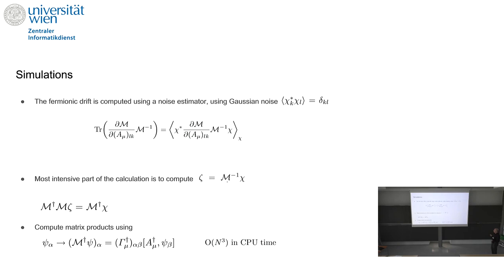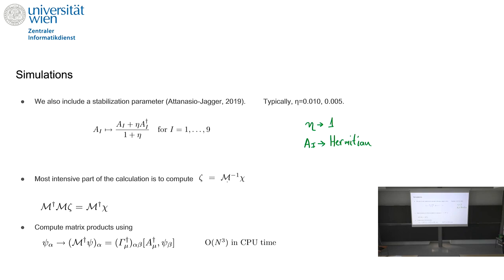Furthermore, we find that in most cases we have to introduce the so-called stabilization parameter used by Aarts and Stamatescu in the context of lattice QCD. What we do is introduce this parameter eta, which we keep very small, and that makes the spatial matrices a little bit more Hermitian than they are. Of course, when eta goes to 1, this completely Hermitianizes the matrix. When eta is 0, nothing happens. And we typically keep it in this range of values.